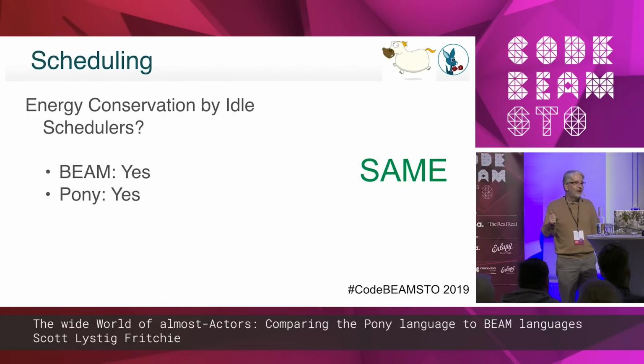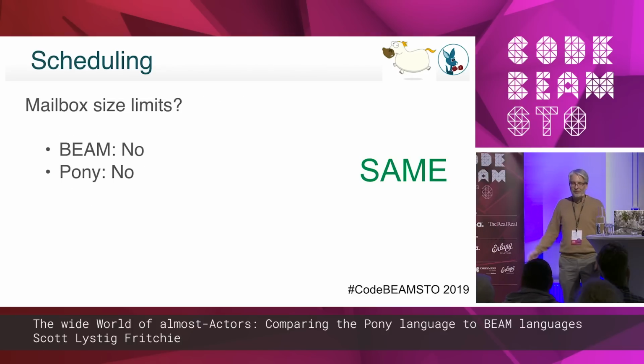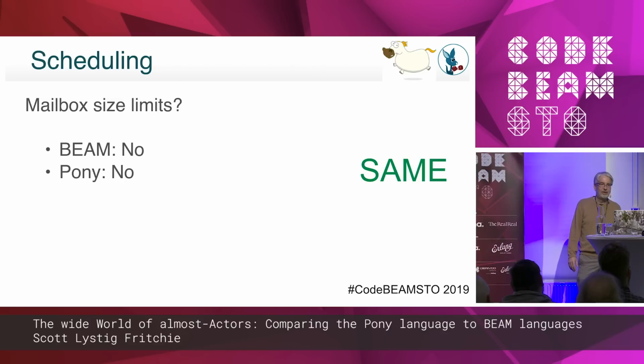So that's awfully nice. Are there mailbox size limits? No, in both cases, and of course that comes with all the advantages and disadvantages of using potentially infinite amounts of memory for queuing things in your mailbox. But this also has a side effect that if you don't drop the messages due to memory limits, then you can say that you have guaranteed message delivery.